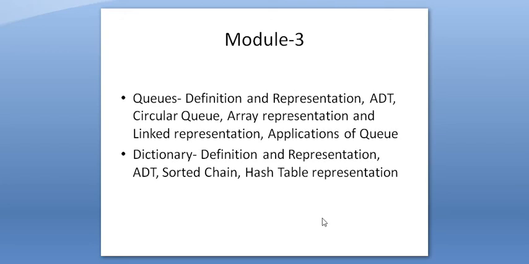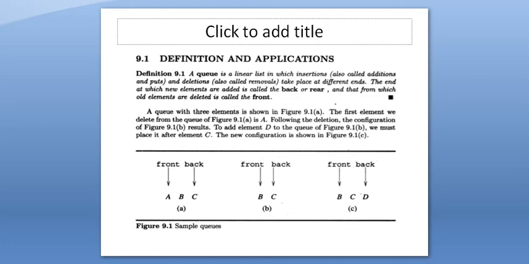Module 3, Queues and Dictionary. So, what we will cover in this topic is the definition and representation of a queue, the abstract data type, ADT, of a queue, and also a few parts of the queue represented using array representation. We will begin with the definition of a queue.